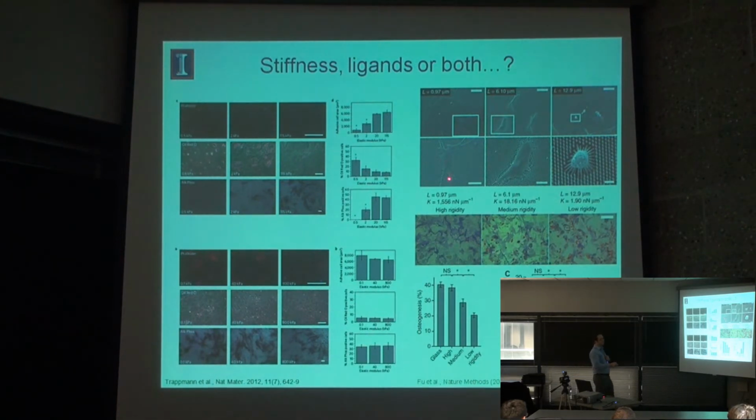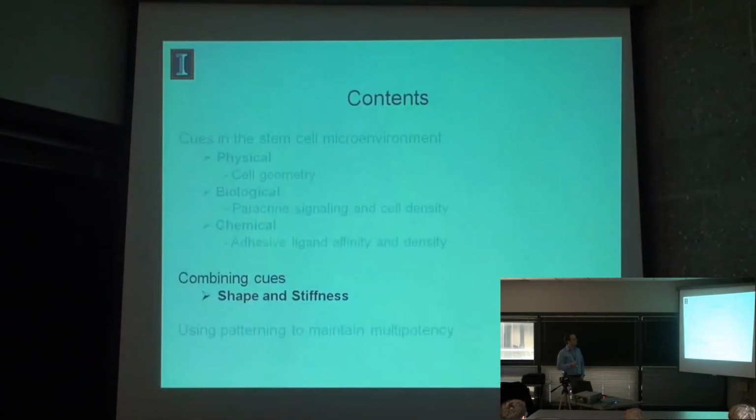And so what they showed is here cells on very short posts spread out, and they tend to differentiate into bone. Cells on these long posts that are very flexible tend to ball up and they turn into fat. But here, arguably, the adhesion ligand presentation is going to be the same across these surfaces. And so I think this is still open debate, but I think it's definitely an interesting area.